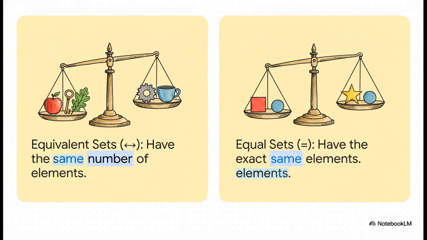Okay, let's tackle something that trips a lot of people up: the difference between equivalent sets and equal sets. It's pretty simple, actually. Equivalent just means they have the same number of things in them. The things themselves could be totally different. But equal sets, they have to have the exact same members. The order you list them in doesn't matter, but the elements have to be identical. So think of it this way. All equal sets are also equivalent, but it doesn't work the other way around.